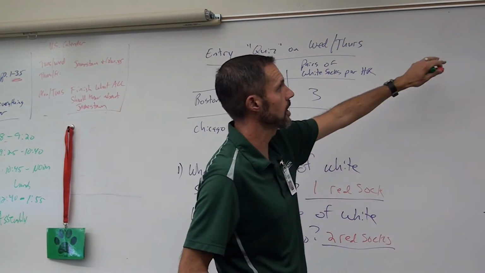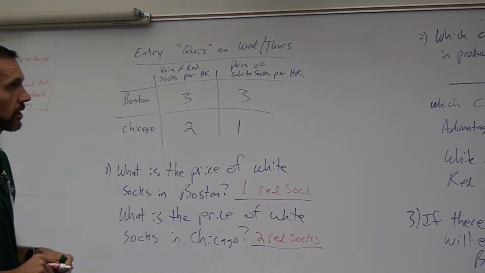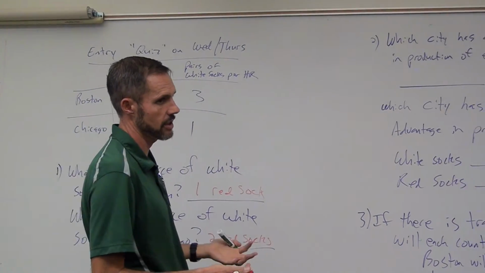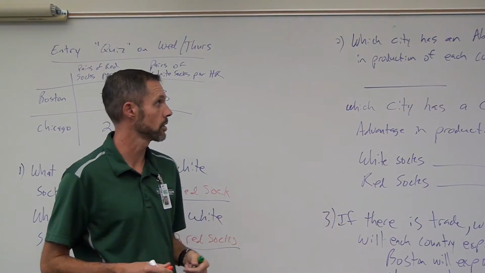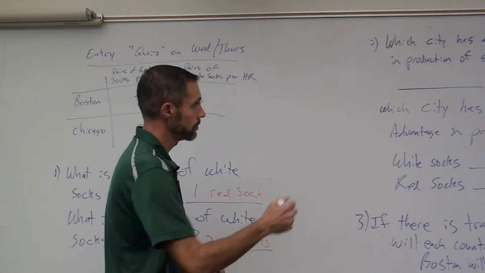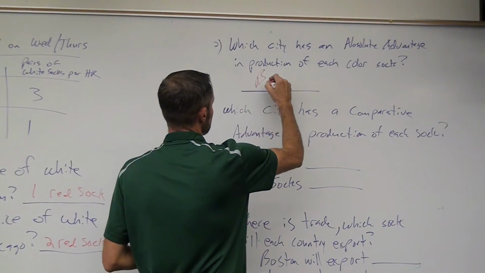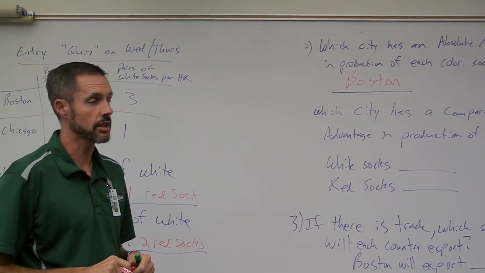Right, looking forward, we say which city has an absolute advantage in the production of each color sock. An absolute advantage means given a set of resources, no matter what, another country or another city or another individual can produce more. In both cases, Boston can produce more. So Boston has an absolute advantage in the production of either color sock.